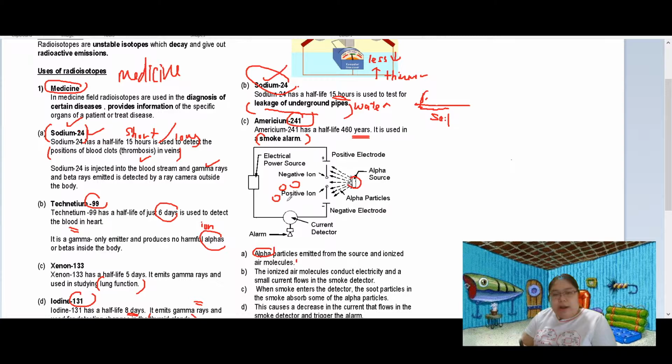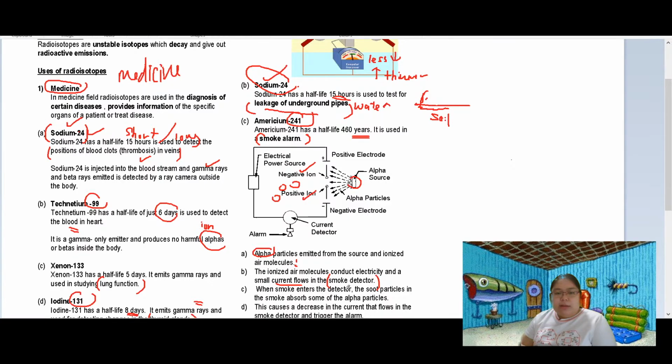When they ionize the air molecules, there are sure to be negative ions and positive ions. So the ionized air will conduct electricity because you have two types of ions already, and a small current will flow. Now the current flows through the smoke detector. When the current flows, nothing happens. We don't have any sound, you cannot hear anything.